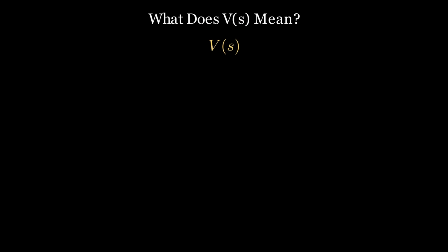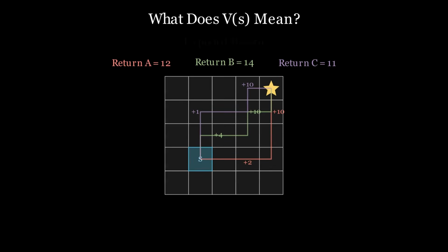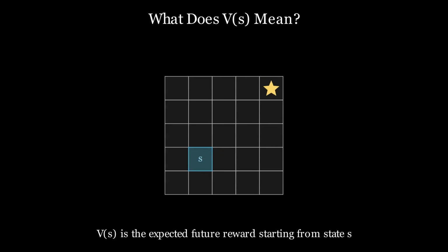So what does V of S actually mean? From any state, there are many possible futures. Path A, Path B, Path C. Each one collects different rewards. V of S is the average of all these possible returns, the expected return. V of S tells you, on average, how much future reward can you expect starting from this state.